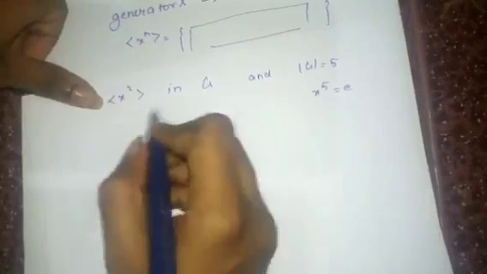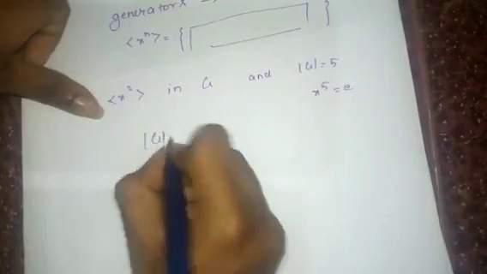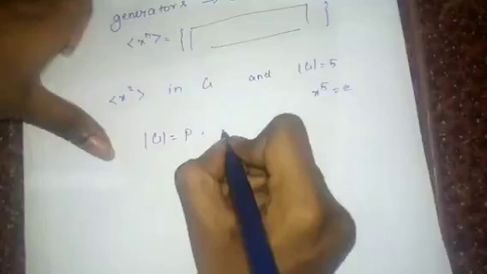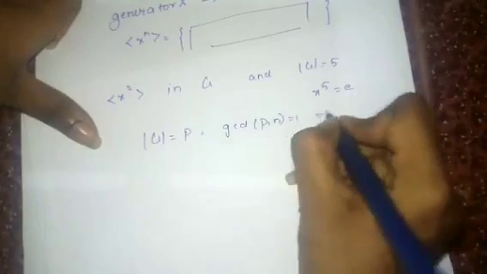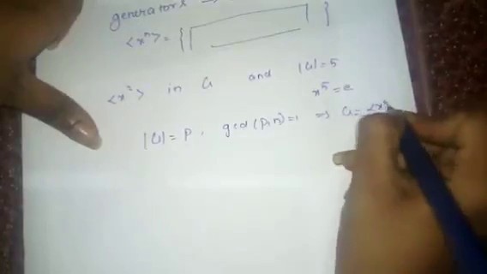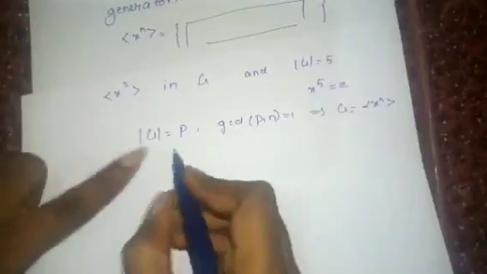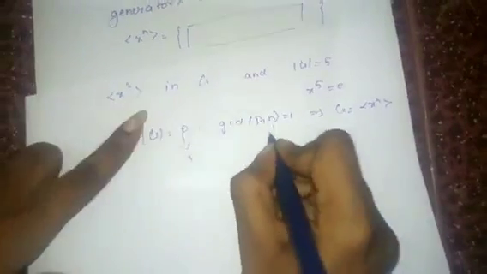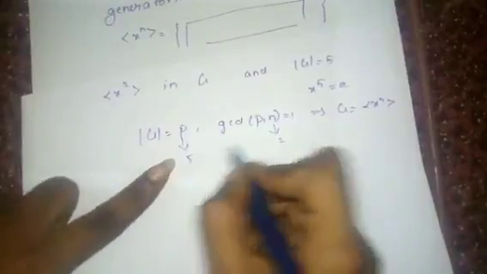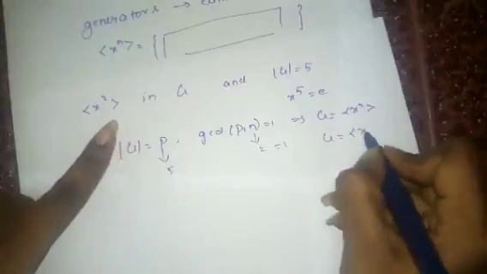As additional information, in our previous lecture we have seen that for a group of order P, if GCD of P comma n is equal to 1, then the element x power n generates the whole group G. If you have seen here, P is 5 and n is equal to 2. GCD of 5 and 2 is equal to 1. So this group is generated by x square.